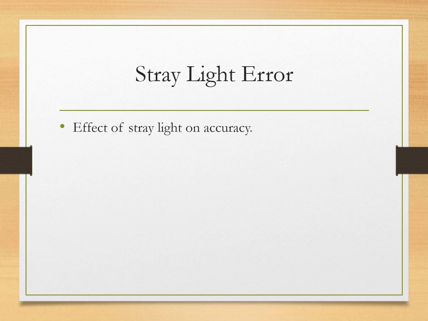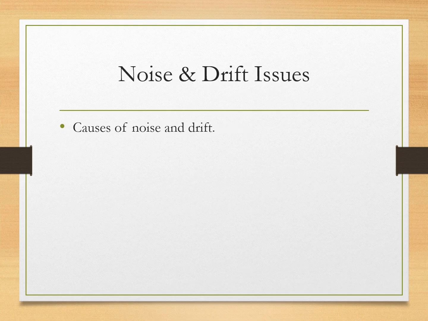Stray light comes from unwanted wavelengths entering the system. It reduces accuracy, especially at high absorbance. High quality monochromators are used that reduce the stray light. So stray light error can be removed by using a high quality monochromator. As we know, a monochromator converts the light into a single wavelength. So if stray light error is present, a high quality monochromator can be used to reduce it.